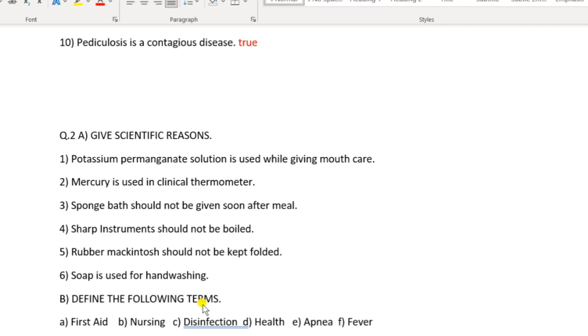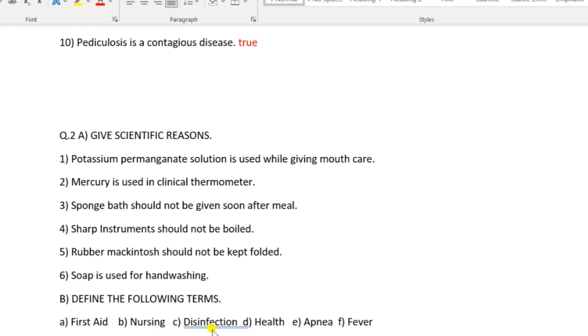We'll see next. Define the following terms. First aid. First aid is an immediate treatment given to a patient of trauma or sudden illness before medical help is available. Next definition is nursing. Nursing is a unique function of the nurse, that is, to assist the individual, sick or well, in the performance of those activities contributing to health, which he would perform unaided if he had the necessary strength, will or knowledge. This definition is given by ICN.